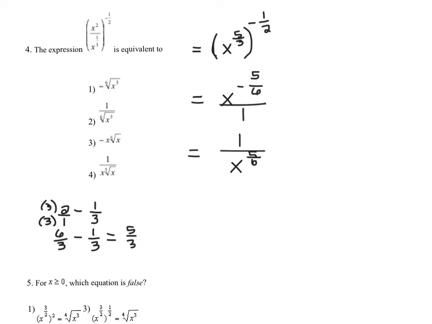All right, now if we look at the answer choices, you see here that everything is in radical form. So to switch from exponential form to radical form, we use power over root. Okay, so I'm going to rewrite this as 1 over. So since this is the root and this is the power, it'll be the 6th root of x to the 5th power.